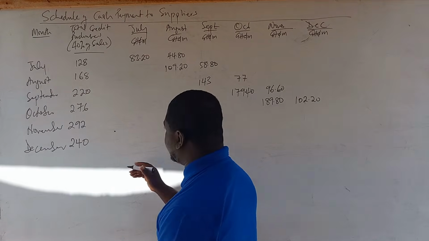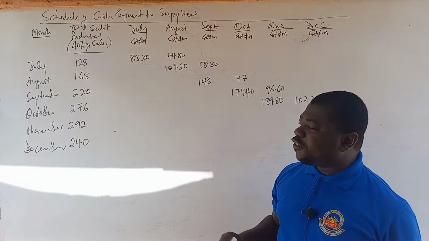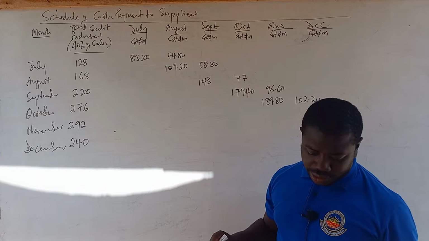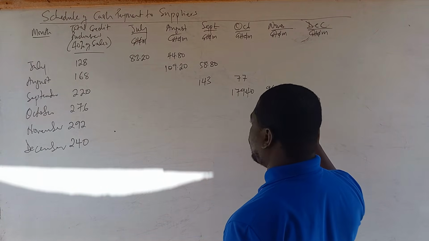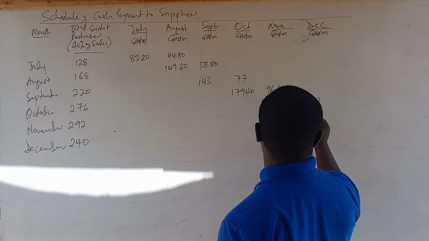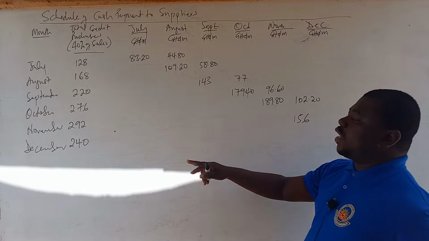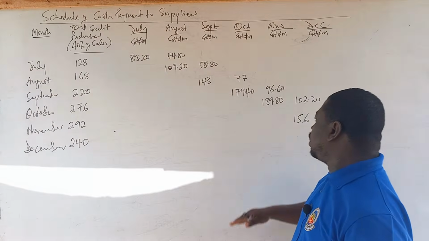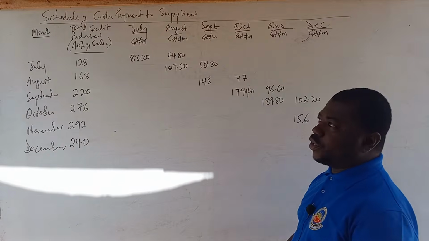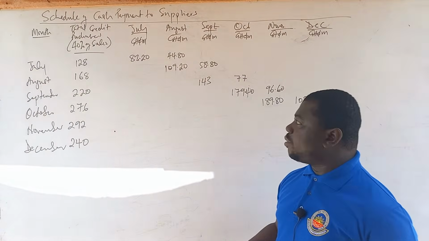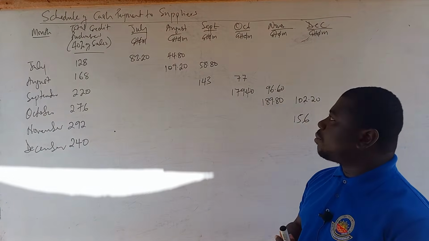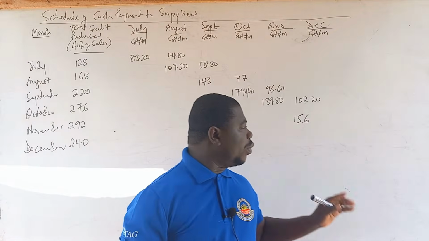And then finally for December, we find 65% of 240. And that gives us 156. Now, the 35% of December should go into January. But like I told you, we are not dealing with January at the moment. We are dealing with the last 6 months of the year. And therefore, we are done with this.